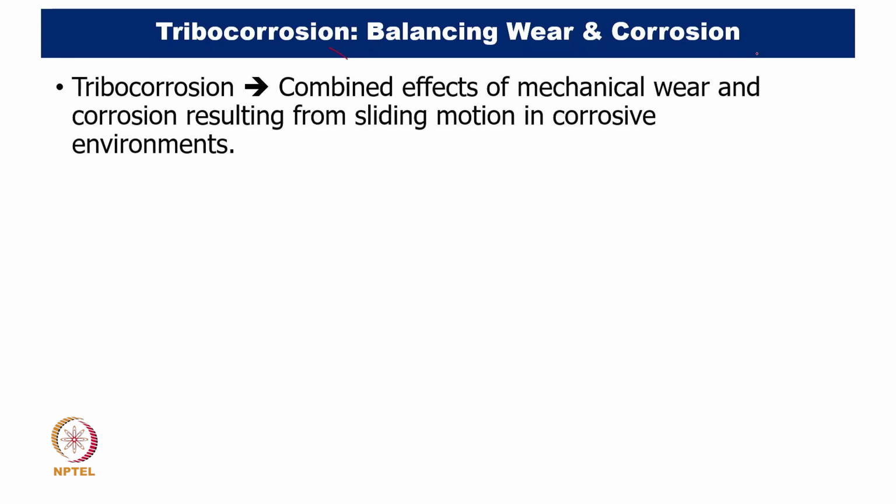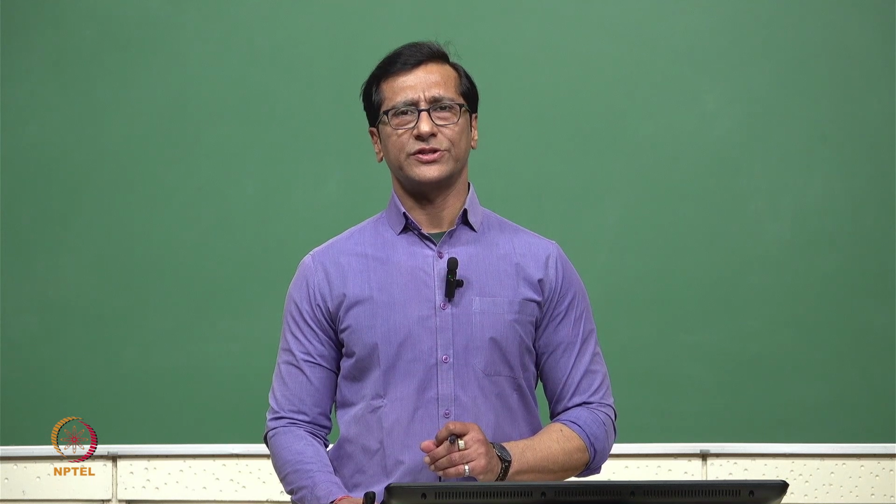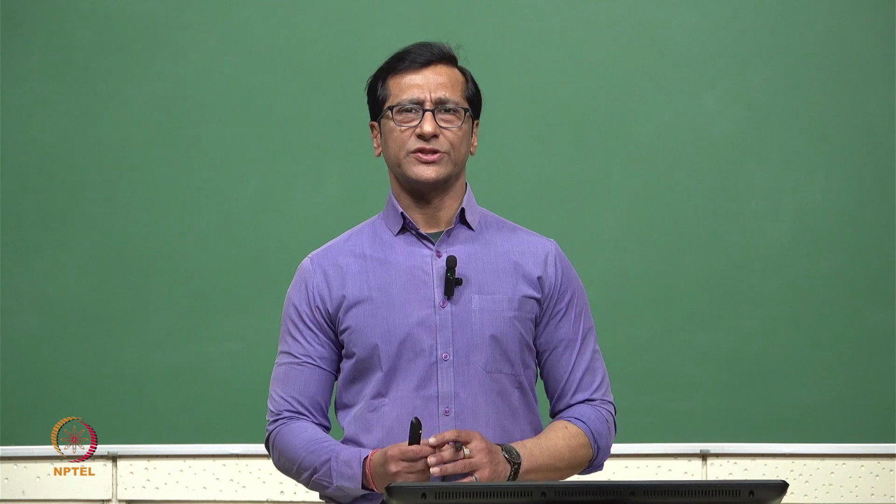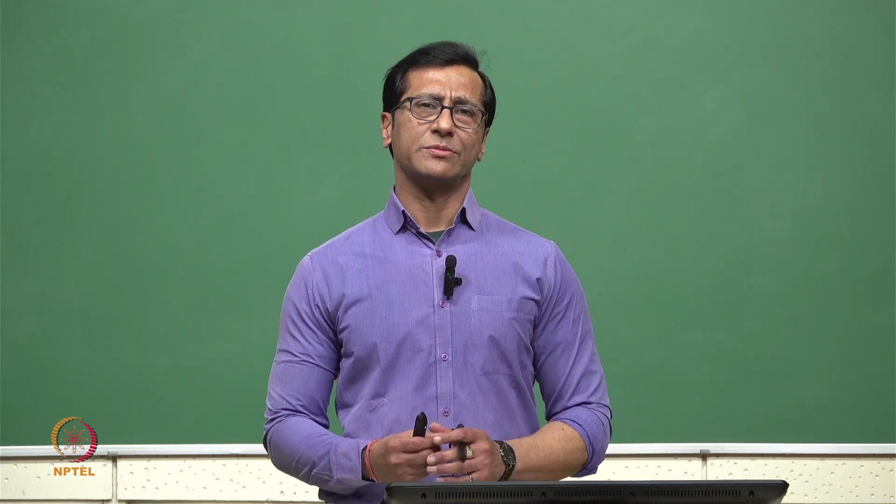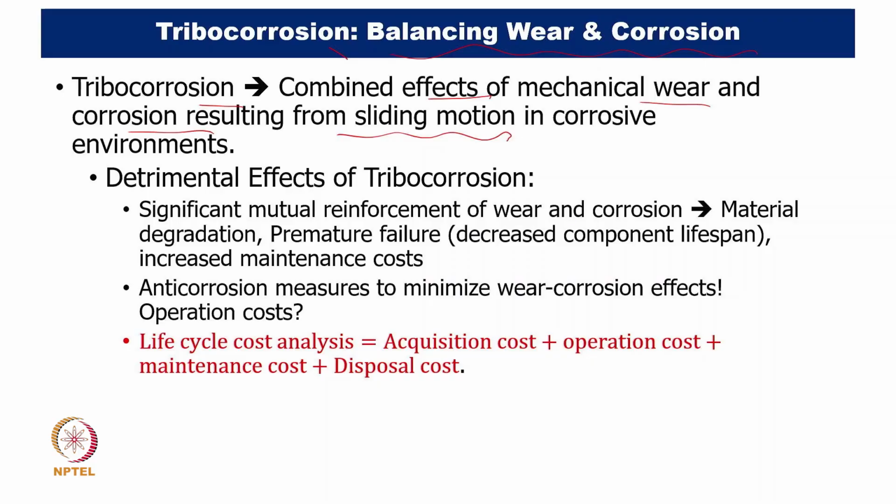We say it really requires a balance between wear and corrosion, because tribocorrosion is a combined effect of mechanical wear and corrosion, resulting from a sliding motion in a corrosive environment. There are many keywords and many relations available in the literature, but a combined, generic relation is still missing. What's the reason? Tribocorrosion can also be utilized for benefit.